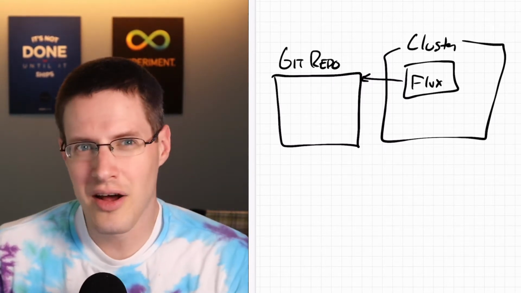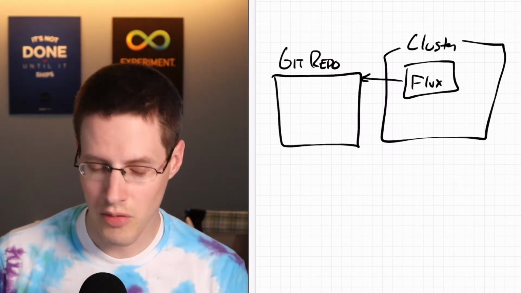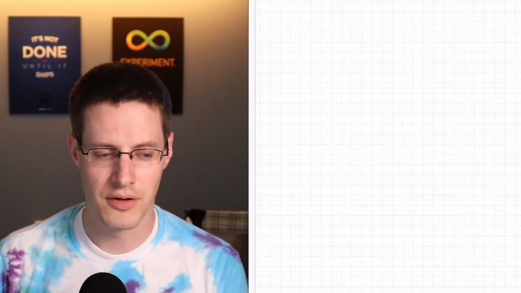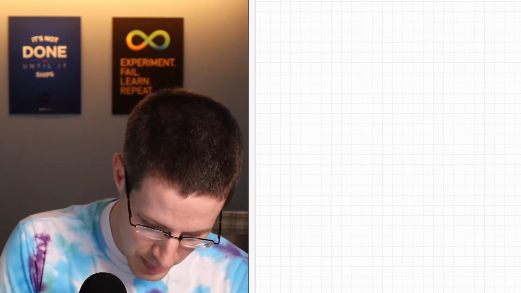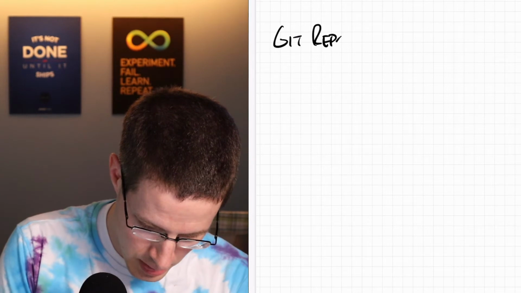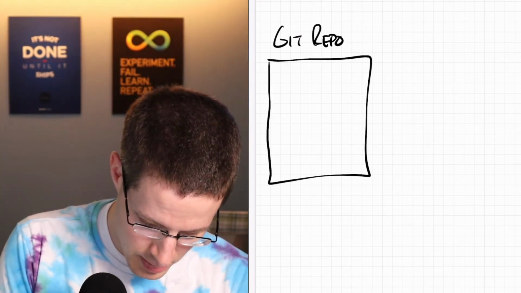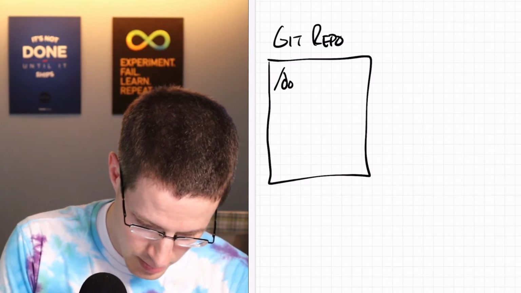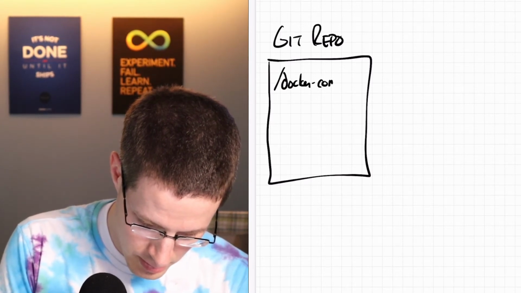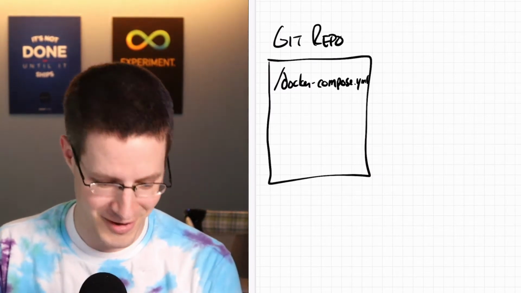So the question is, how does Compose fit into this? I'm going to conceptually draw what we're going to do here, and then I'll do a demo. In my Git repo, I'm going to have a Docker Compose file, .yml. I'm running out of room there, but that's okay.